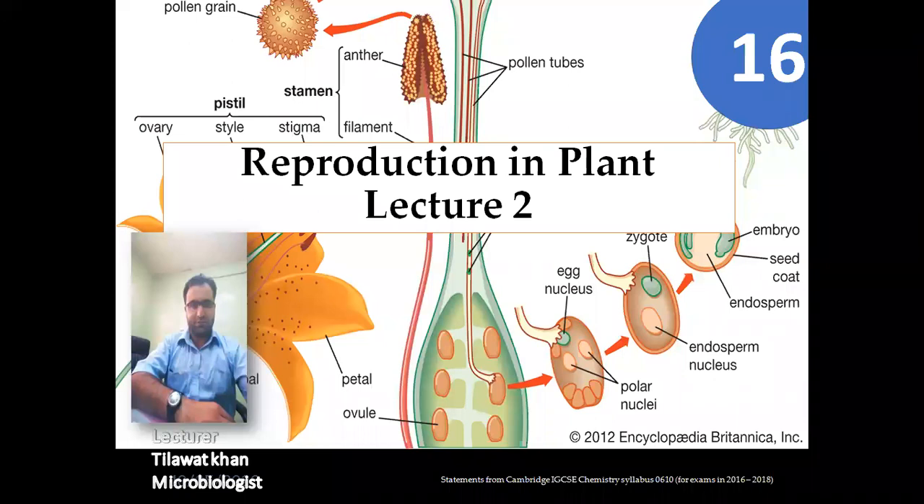Hello students, today we are going to discuss the remaining topics of reproduction in plants. By the end of this lecture, you will be able to know about the process of pollination, types of pollination, structural adaptation of flowers on the basis of pollinating agent, the process of fertilization in plants, and seed germination.